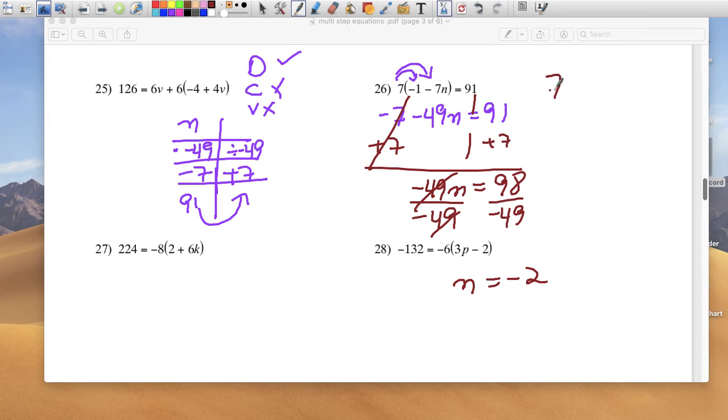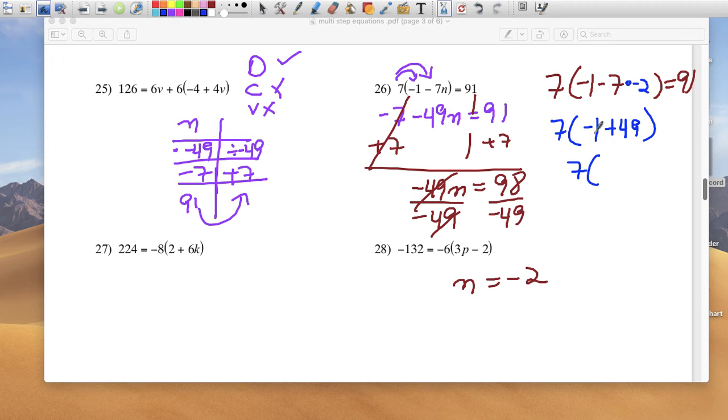Check. So we have 7 times the quantity of negative 1 minus 7. And I'm going to leave some space there. Times negative 2, right? So we got to make sure that those are equal. So in here, I'm going to do order of operations, which says, let's do the parentheses first. So here's 7. Inside the parentheses, we have negative 1 minus, and then negative 7 times negative 2, which gives you positive 49.